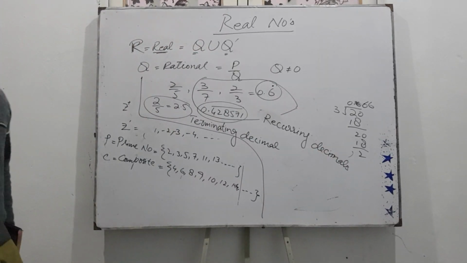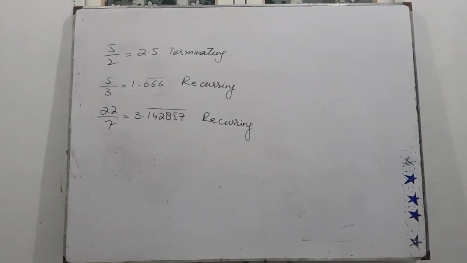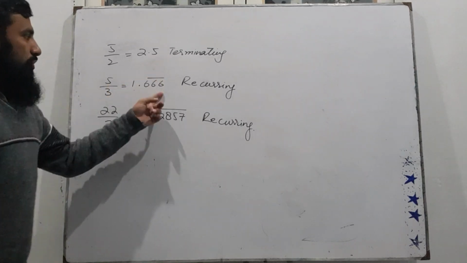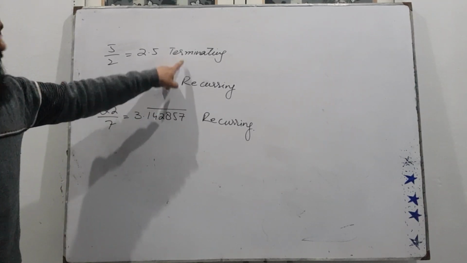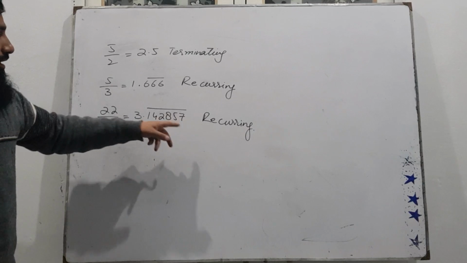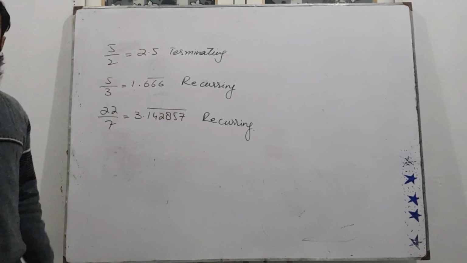They are called recurring decimals. So these three numbers are terminating or recurring. These three are recurring numbers, but there are some other numbers.